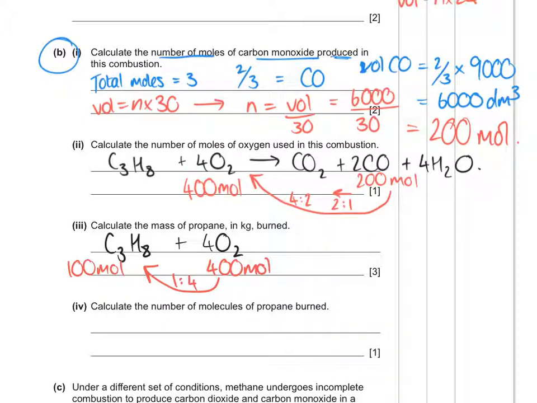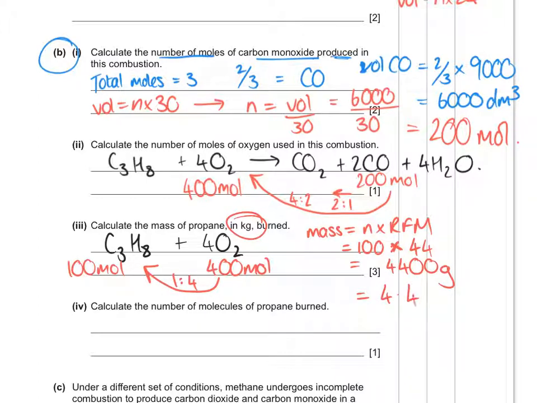So if we've got 100 moles of propane, we then put that into our equation, mass equals n times RFM. The number of moles is 100. The RFM of propane works out as 44. So that gives us a mass of 4,400 grams, but the question specifically asks for it in kilograms. So we need to divide by 1,000, which gives us 4.4 kilograms.